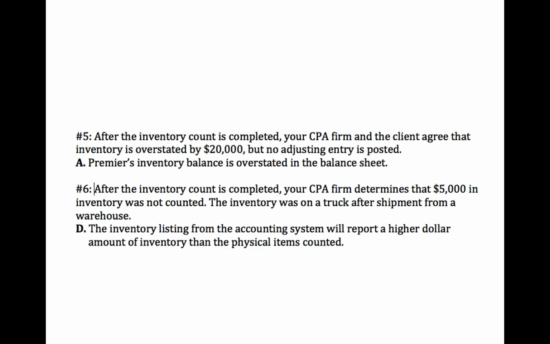Six is different because I'm assuming in six that inventory gets sent out before the inventory count, but doesn't get accounted for correctly. After the inventory count is completed, your CPA firm determines that $5,000 in inventory was not counted. The inventory was on a truck after shipment from the warehouse, and the accounting records didn't get adjusted. So again, the answer to this question has to do with, did the accounting system get changed? Did the warehouse records get changed? So while I have an answer listed here, it could be a variety of answers. But I put this in here because it's a common problem in an inventory count.